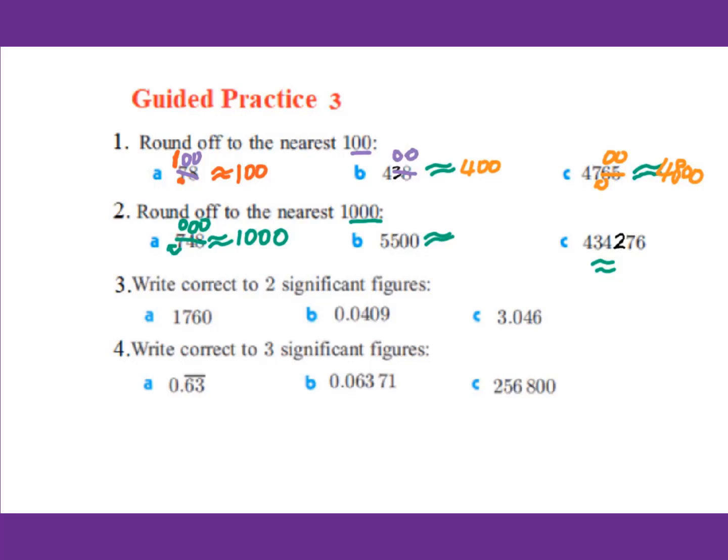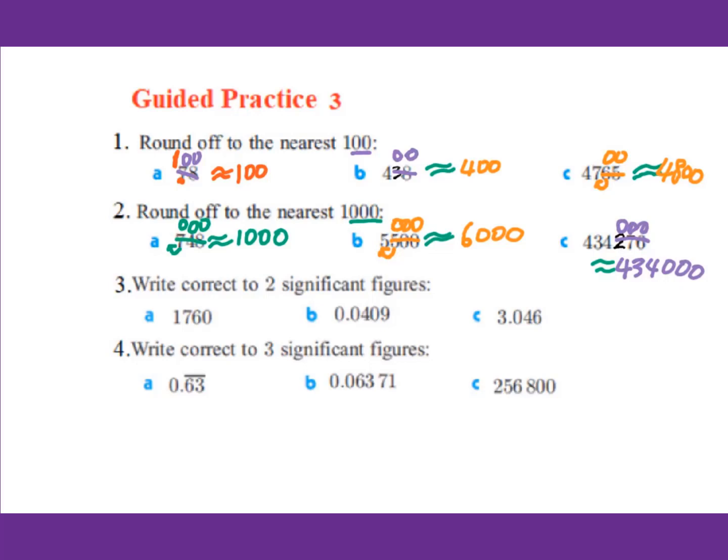For B, cross out the last 3 digits, change into 333. Then this 5, round up. That's 6000. For C, change the last 3 digits into 000. This 2, since it's less than 5, we round down. That means 434,000.